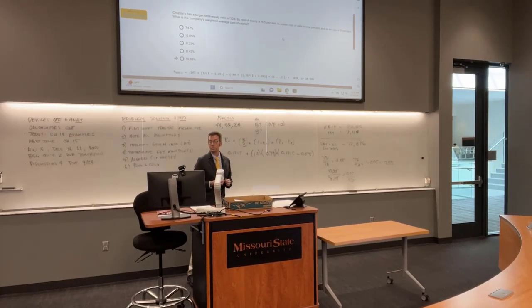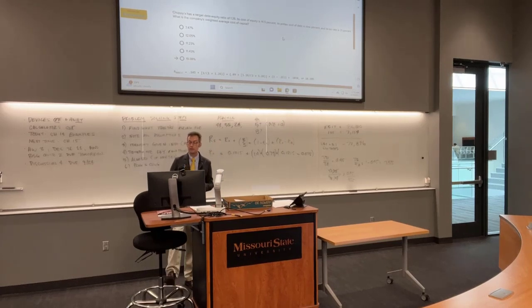Chuffy's has a target debt to equity ratio of 1.26, has a cost of equity of 14.5%. Are we talking unlevered or levered for this cost of equity? It has to be levered, right? Because we're looking at a debt to equity ratio of 1.26. Its pre-tax cost of debt is 9%, its tax rate is 21%. What's the company's weighted average cost of capital?